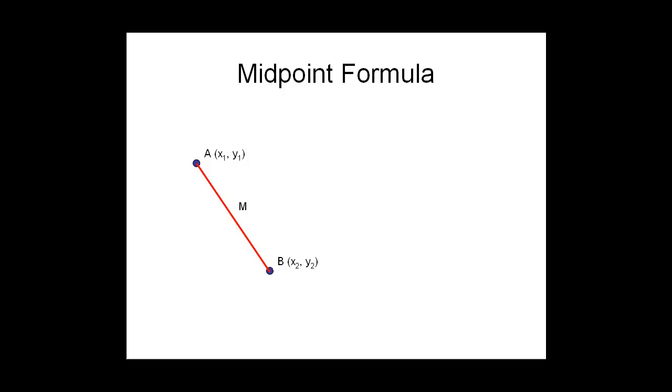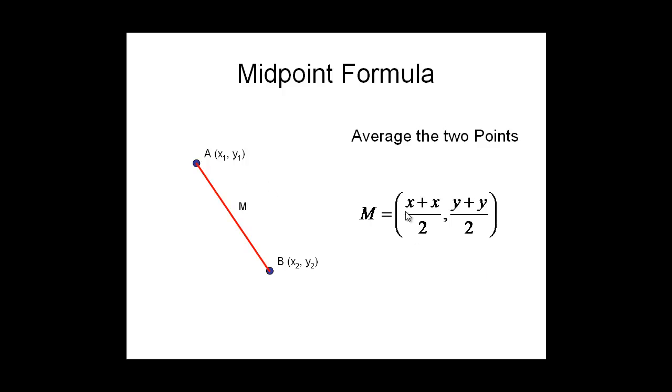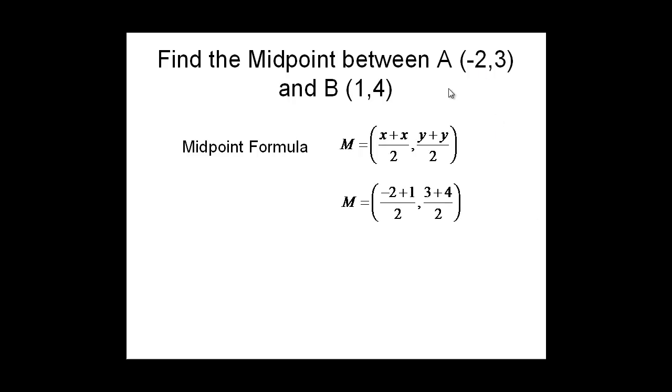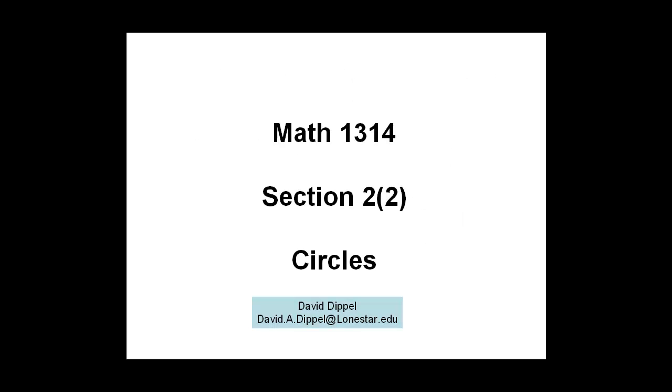Okay, the midpoint formula. If you have 2 points, you want to find the middle, you average the 2 points. That means you add the x numbers, divide by 2. Add the y numbers, divide by 2. So add the x's, divide by 2. Add the y's, divide by 2. And again, since we're adding, the order does not make any difference. So if you want to find the midpoint between negative 2, 3, and 1, 4, you just add the x values, negative 2 plus 1, divide by 2, 3 plus 4, divide by 2, and you get negative 1/2 and positive 7/2. So that concludes the first section.